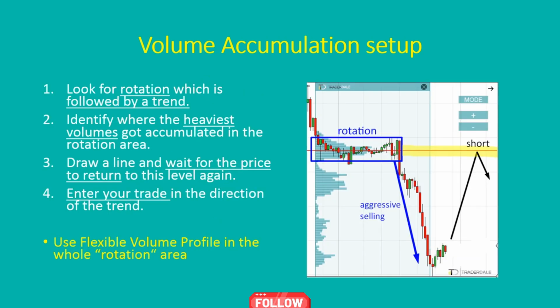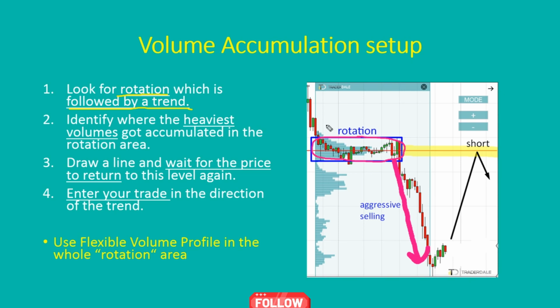So here are the rules for the entry setup. I won't be talking about position management yet, but I'll be talking about it later, alright? So this part will be only about entering the trade. So here are the steps for the volume accumulation setup. First, you look for rotation, which is followed by a trend. So if you look at the picture, you can see that there is a rotation, price is moving sideways, big institutions are accumulating their positions, and afterwards there is a trend. Alright, so this is what you look for, rotation followed by a trend.